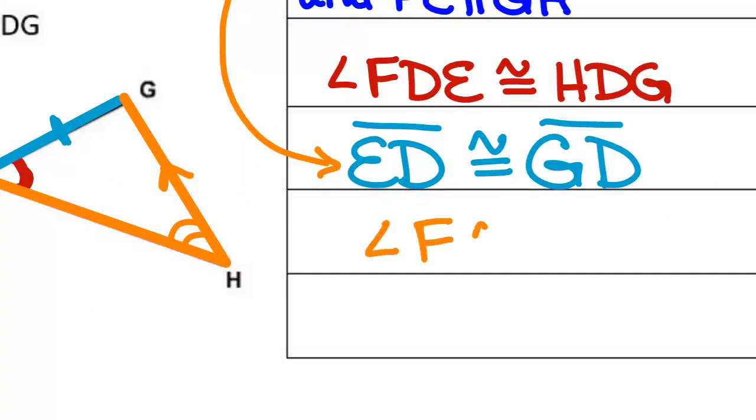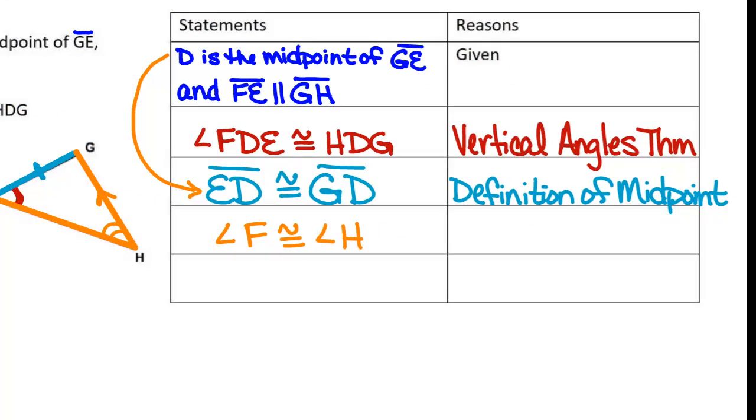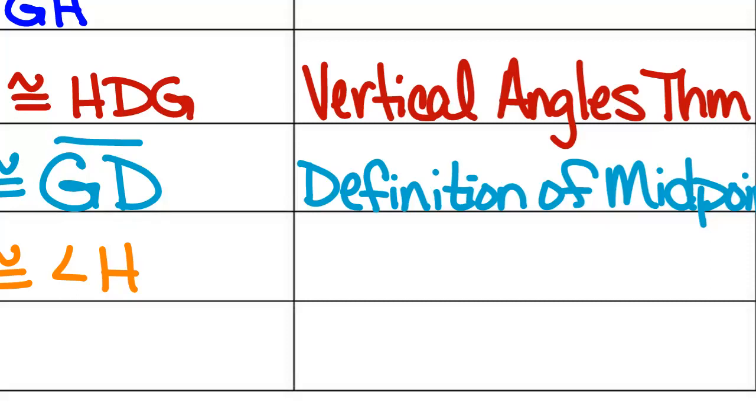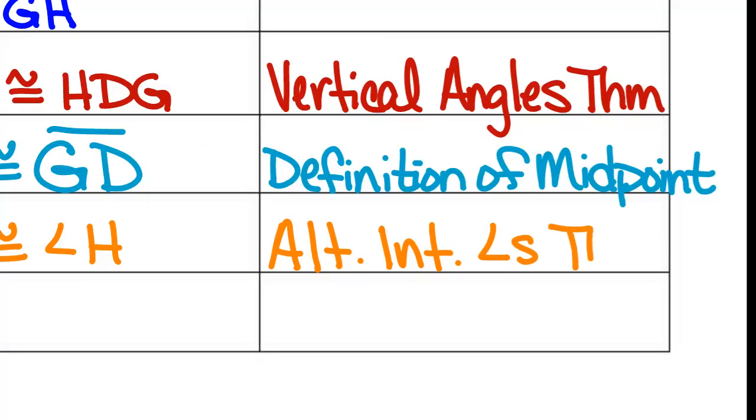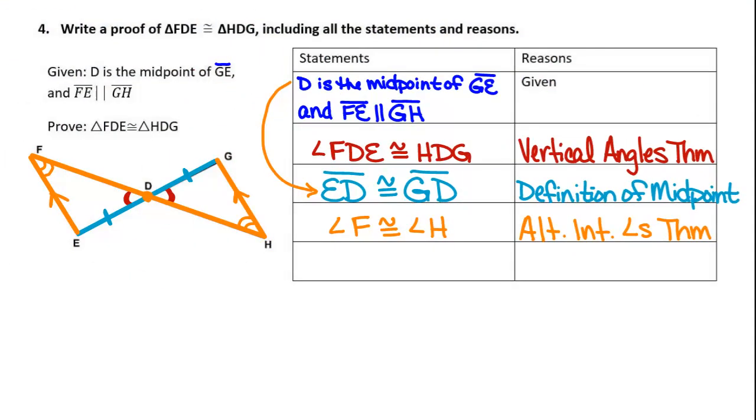Angle F congruent to angle H. What kind of angles did we call those again? Alternate interior angles. So we are using our alternate interior angles theorem. You could write EFD is congruent to GHD. You can write it with 3 letters, yes. If there's only one angle with that vertex, you can write it with a single letter, but you can always write it with 3 letters. Yes.